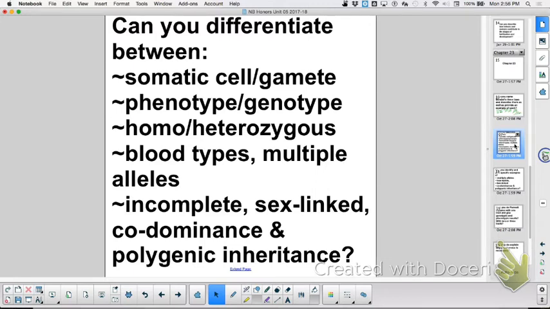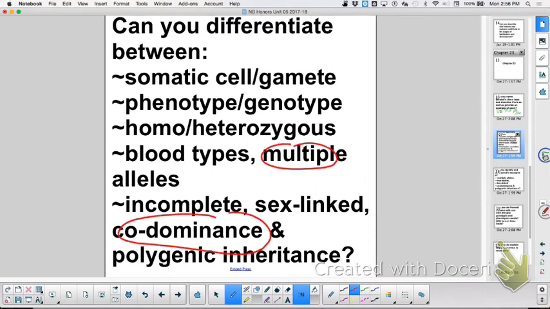Blood types and multiple alleles. Blood types give us an opportunity to talk about 2 things. What 2 things can blood types give us the example to talk about? Multiple alleles and what else? Codominance. Multiple alleles because we have big IA, big IB, and what? Little i. Codominance in this situation, right? AB blood. Both the A is expressed and the B is expressed.